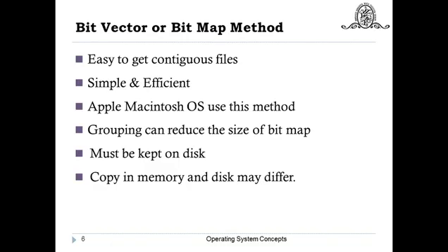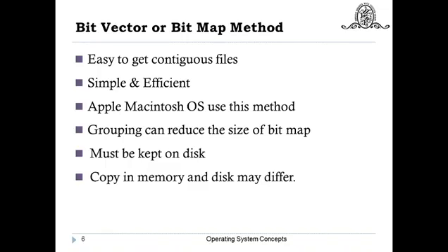if you want to reduce the size of the bitmap, we can use grouping. So if you have 8 contiguous ones, you can make it 1. If you have contiguous zeros, then you can group them together to indicate that the blocks are occupied.